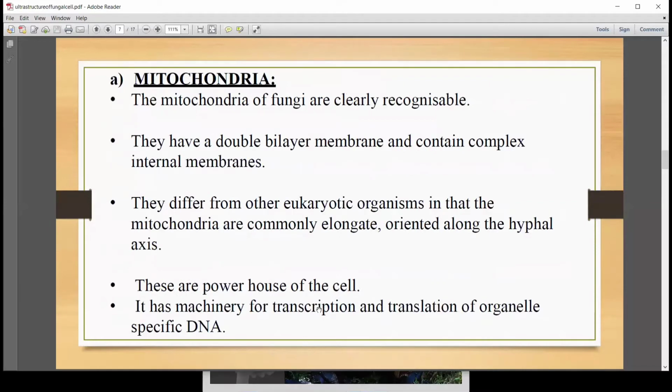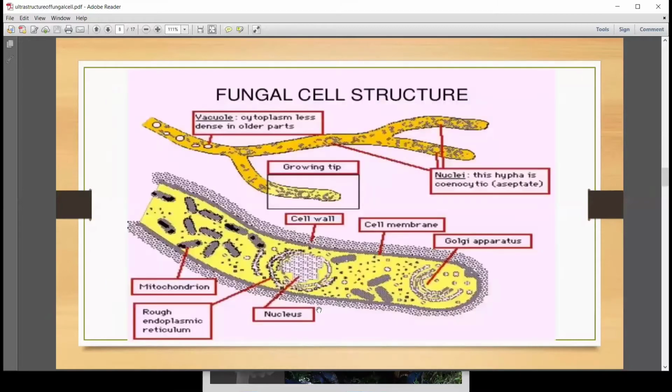First, mitochondria. Mitochondria of fungi are clearly recognizable. You can see clear mitochondria. They have a double bilayer membrane and contain complex internal membranes. They differ from other eukaryotic organisms in that mitochondria are commonly elongated, oriented along the hyphal axis. They are the powerhouse of the cell. It has machinery for transcription and translation of organelle-specific DNA.